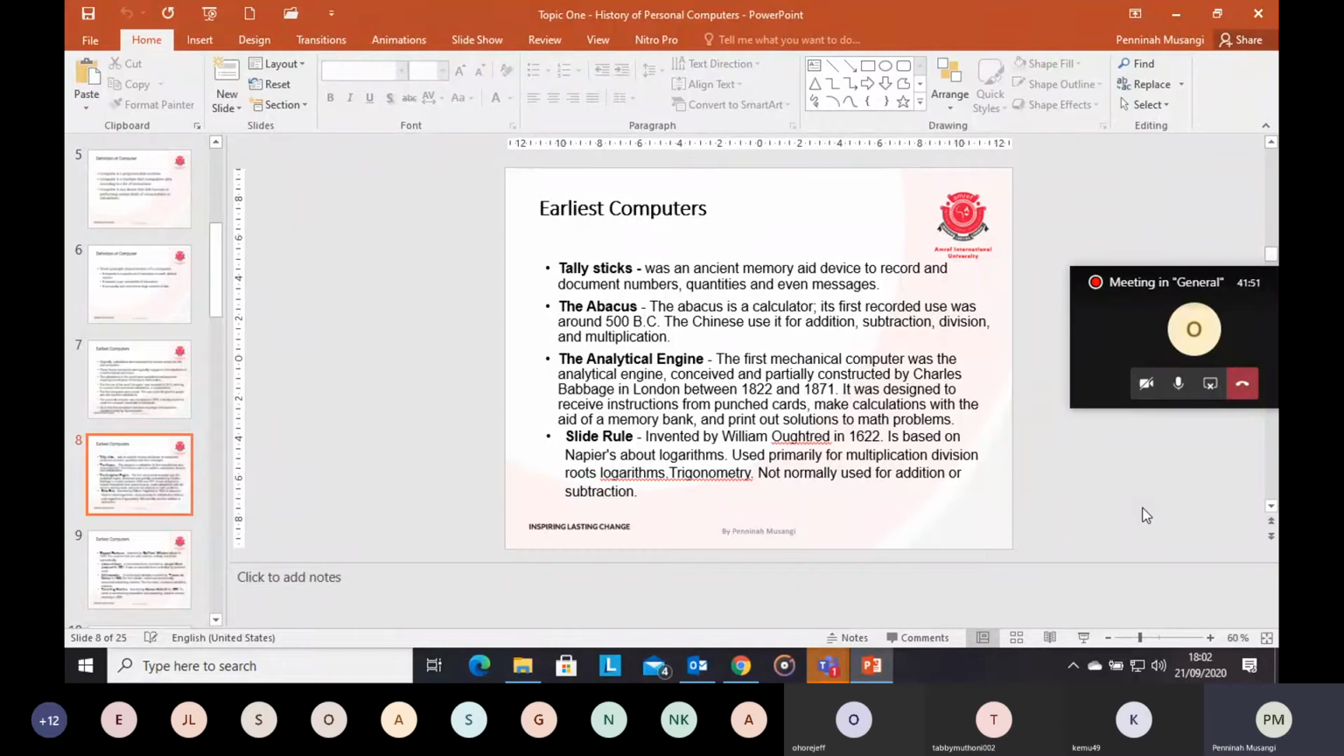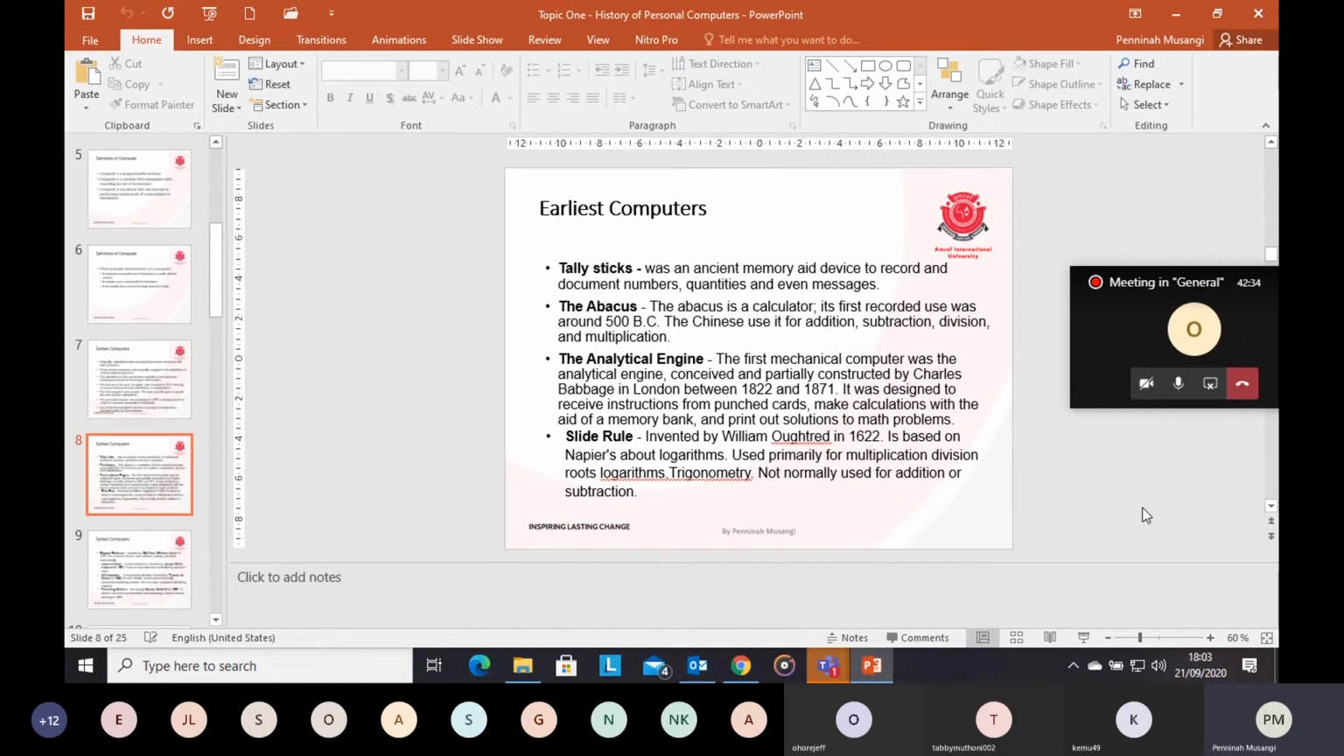So the way you can punch a paper and you have that hole which has been punched, this computer used that hole punched on a card. It is the one which contained the pre-recorded instructions. If you remember how we defined how computers were receiving instructions, that hole is the one which contained what instructions were to be done by this mechanical computer. And it actually made calculations with the aid of a memory bank and printed out solutions to maths problems. So you can see it was basically to do mathematical problems.